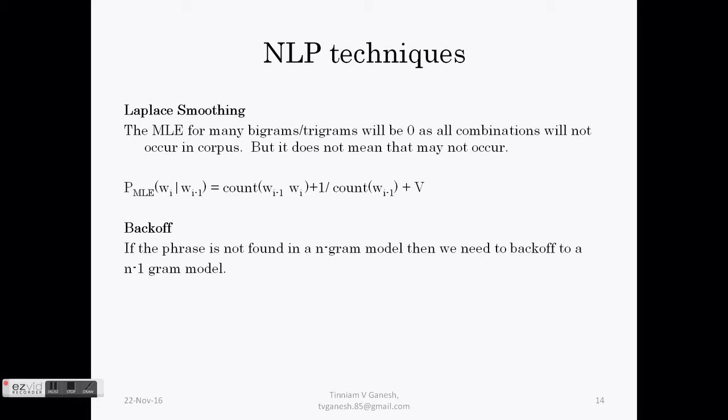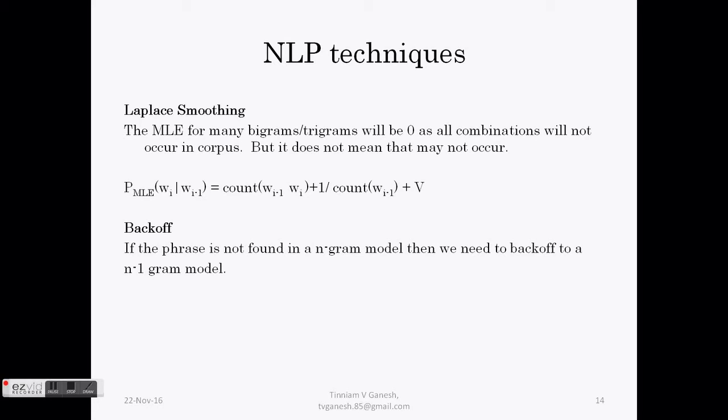So what this algorithm does is it tries to add a 1 to all two-word combinations which have the maximum likelihood estimate as 0, and since you're adding a 1 for all these non-existent bigrams, you will have to subtract the appropriate amount from the bigrams that already exist.